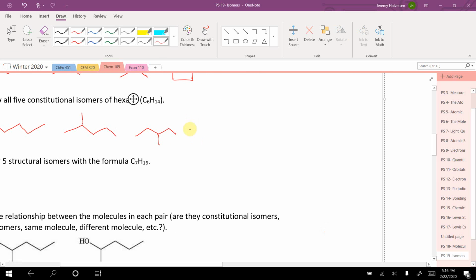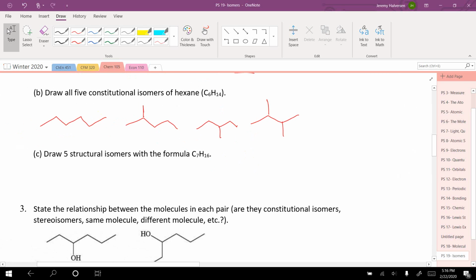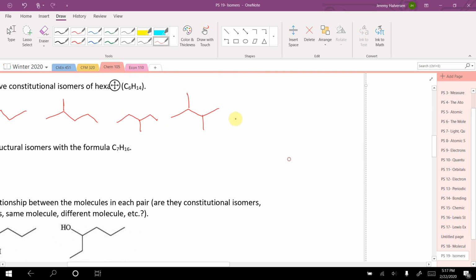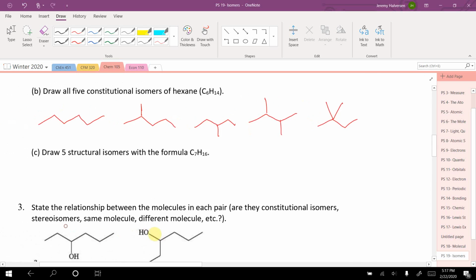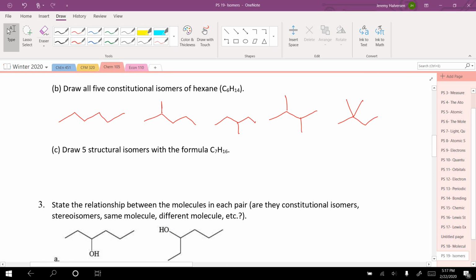So let's go to a 4 carbon chain. 1, 2, 3, 4. Now I have 2 carbons to deal with. I could do 1, 2. Okay, and that gives me my 4th structure. They want 5. So I could, 1, 2, 3, 4, put them both on the same carbon. There are 5 nice constitutional isomers of hexane. And remember, structural and constitutional mean the same thing.